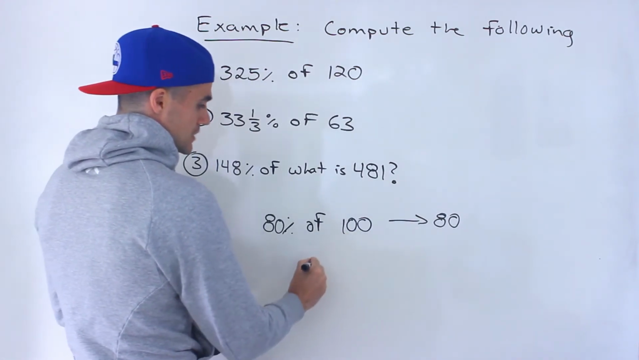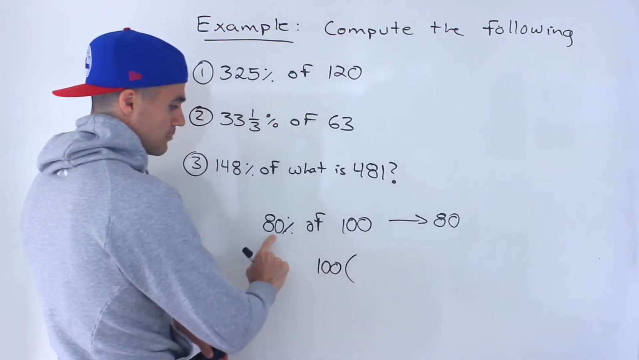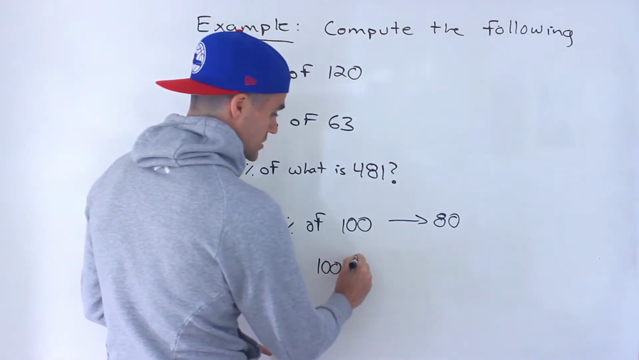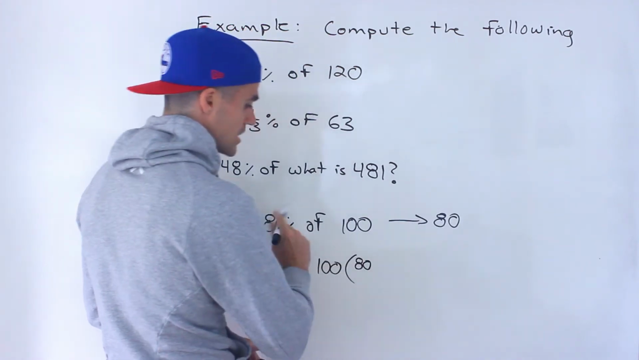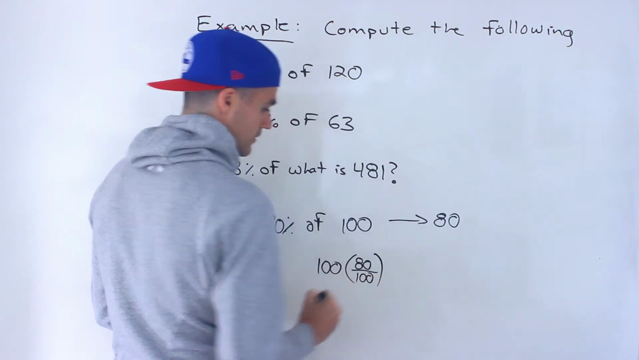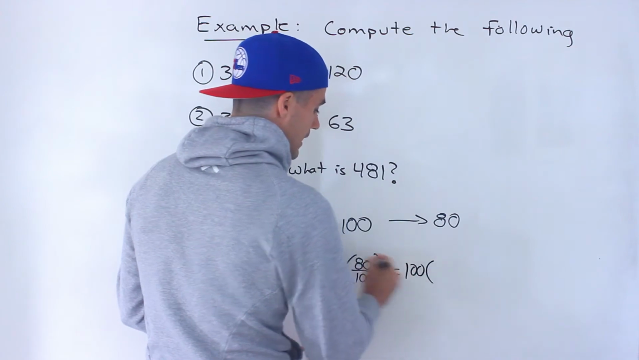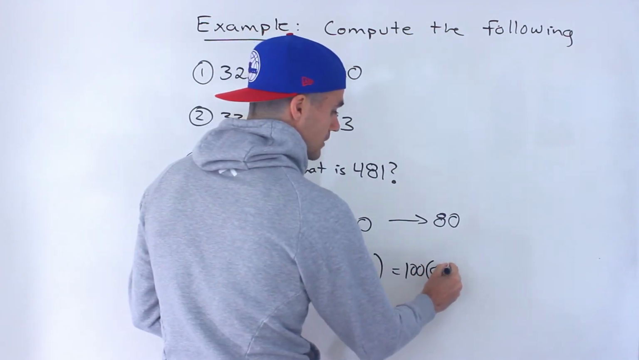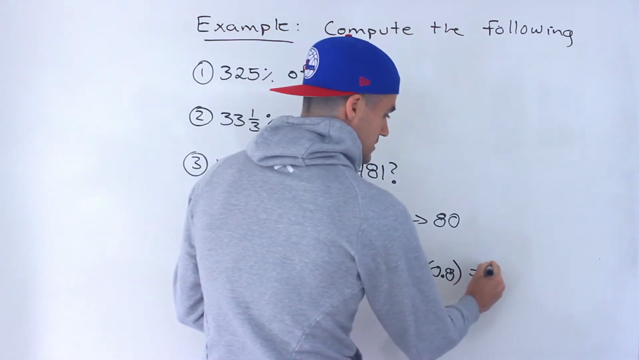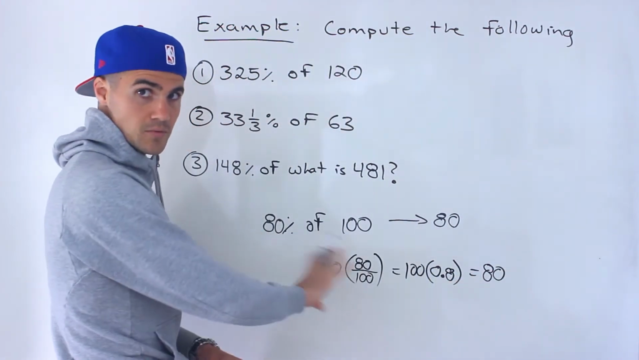Well, what we did was we took the 100 and then we multiplied it by the decimal of this percentage. The way you take a percentage and convert it to a decimal, you take the percentage and divide it by 100. And so 80 divided by 100 is 0.8. And then when you multiply these, you end up with the 80. So that's what the process is.